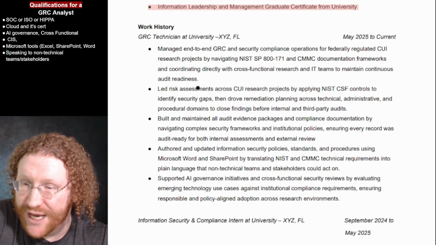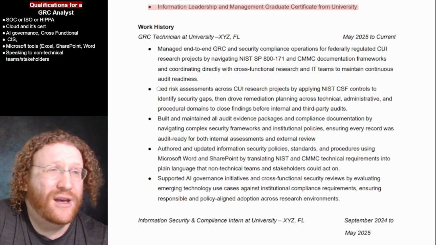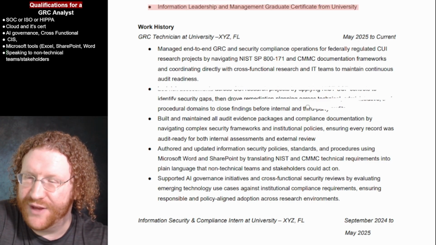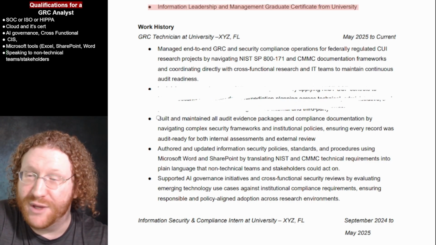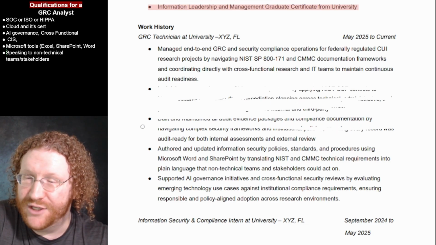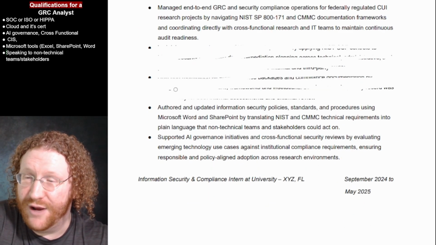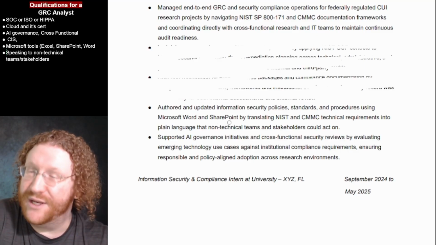And then we go down to here, and again, is there anything here that you didn't already say? I kind of like security gaps, but that's it, because you already mentioned everything else, so we need security gaps. But you already mentioned that. Build and maintain audit. You already mentioned audit 3 times. You already mentioned security frameworks. I don't know if there's anything here. Then we go down to here is authored information security policies, standards, and procedures using MS Office and Word.